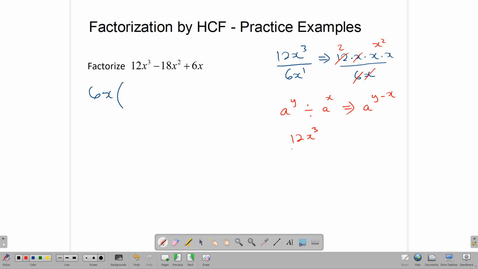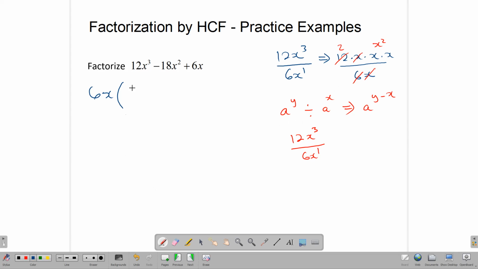12x to the third divided by 6x to the first power. Of course, we know that 6 into 12 is 2. And in dividing out the powers, we can simply say 3 minus 1, and that would give us our 2. So that's another way in which we can do it.